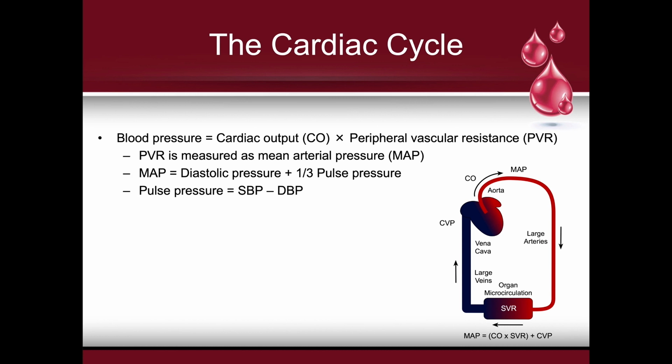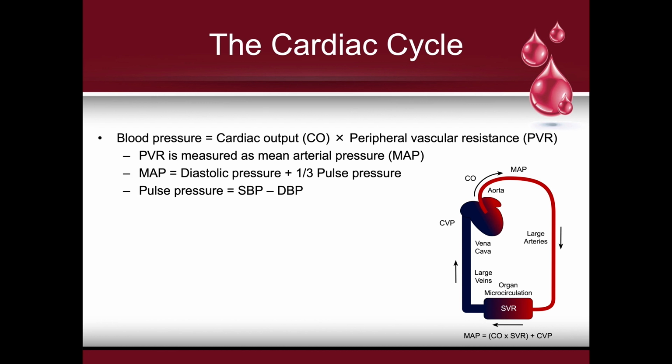Speaking of that, let's talk about blood pressure. Blood pressure is the dividing line between the stages of shock. Blood pressure equals cardiac output times peripheral vascular resistance. Sometimes you'll see it called systemic vascular resistance, sort of the same thing.